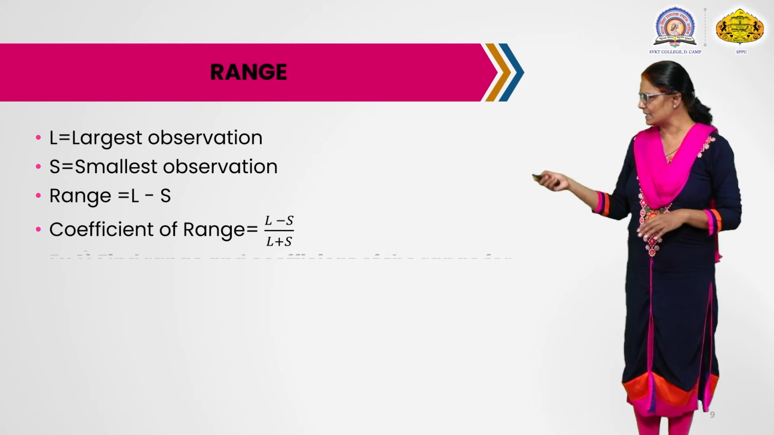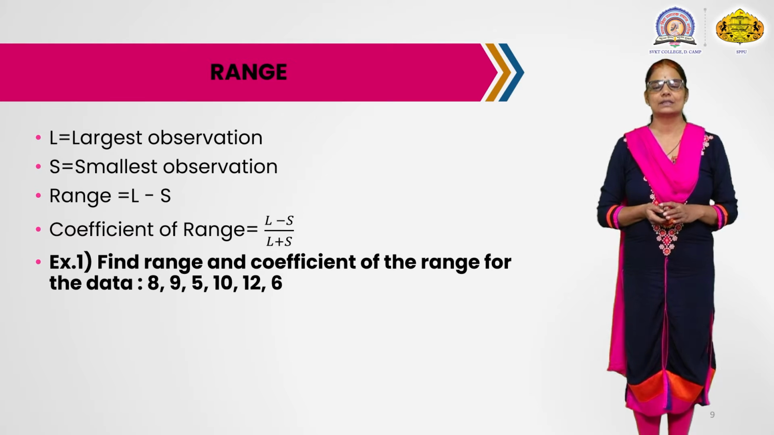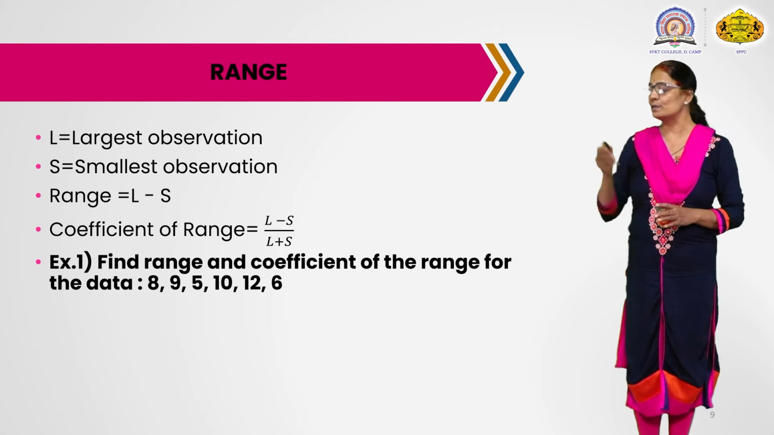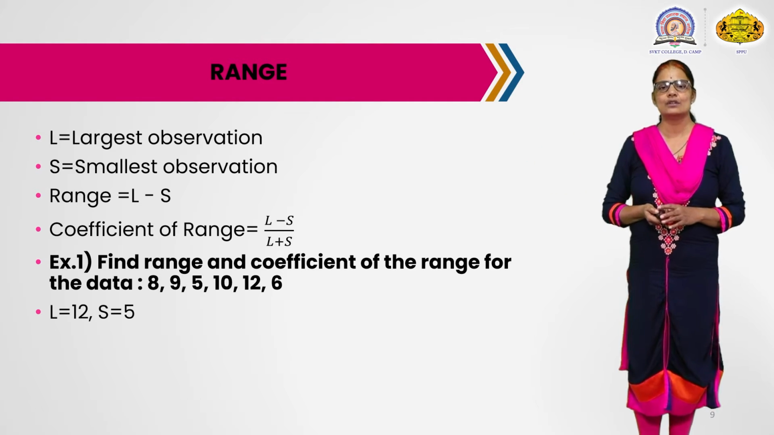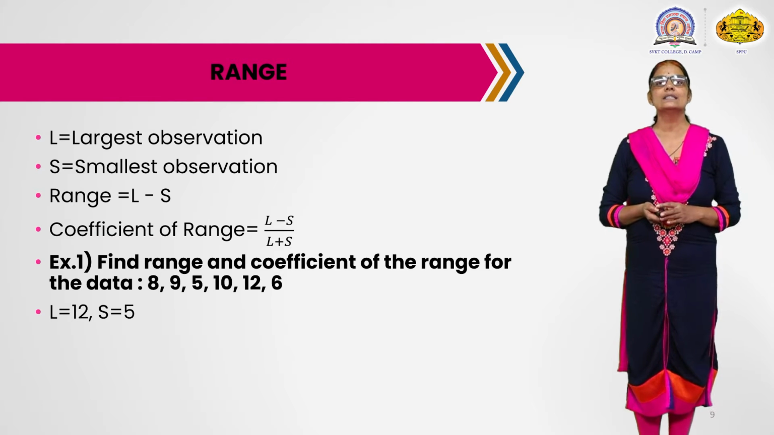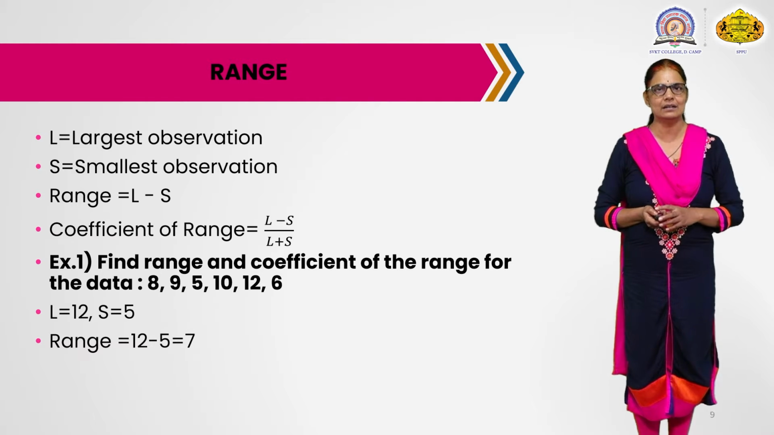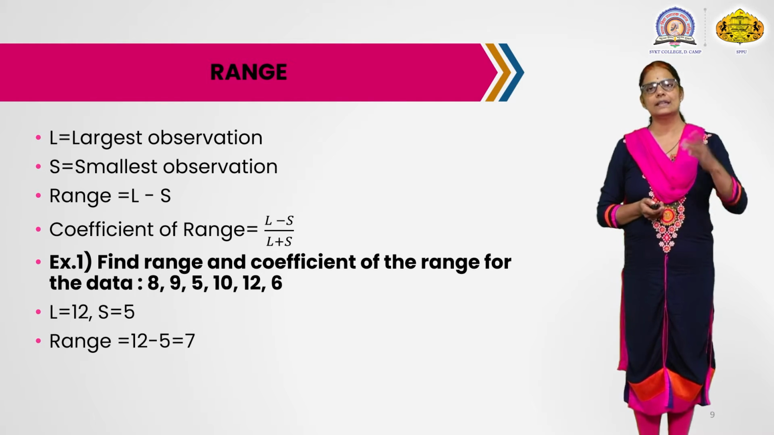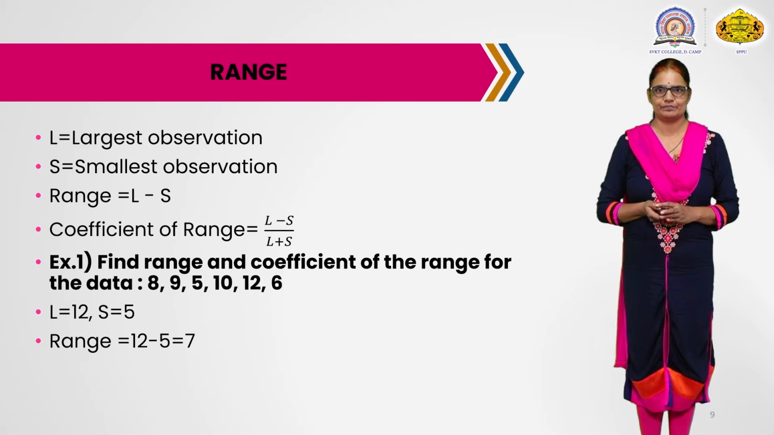So the first, simplest example is here. Find the range and the coefficient of range for the given data. Observe all the observations carefully and find the smallest as well as the largest observation. You can observe here the smallest observation is 5 and the largest is 12. Just take L minus S, so we get the range. The range of the given observations is 12 minus 5, which is 7.